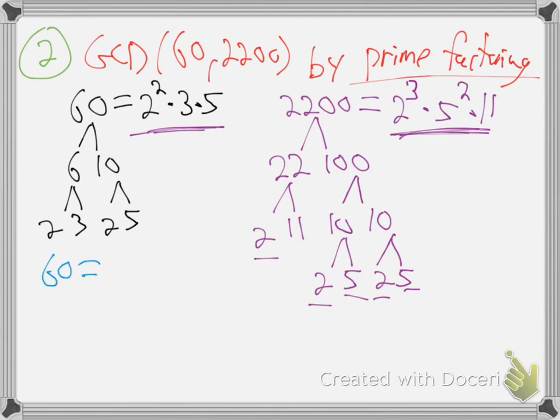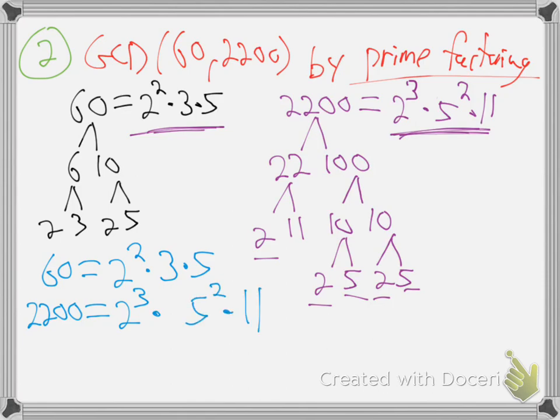We'll take the 60. Let me write it again right here. I'm going to kind of line them up all organized. And then I'm going to bring the 2200 down. And I'm going to put 2 to the third times 5 squared times 11. See how I lined up the 5s? So line them up vertically. I wrote the 60 and the 2200. I wrote the prime. See, I left a space for the 3. I put the 5s over the 5s. I left a space with the 11. Like that. You line them up vertically.